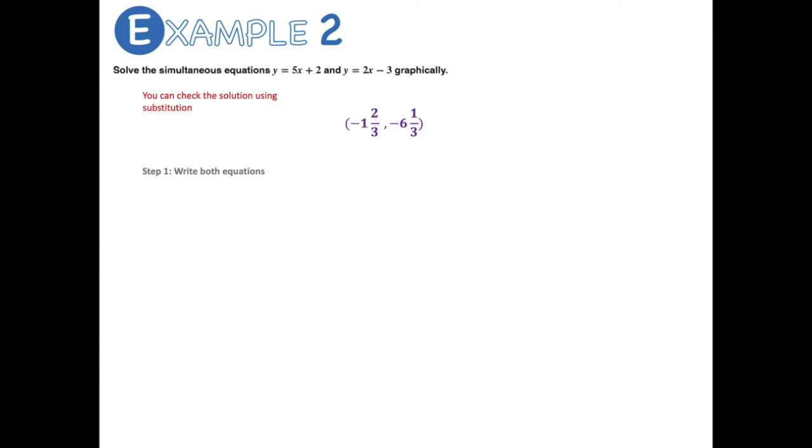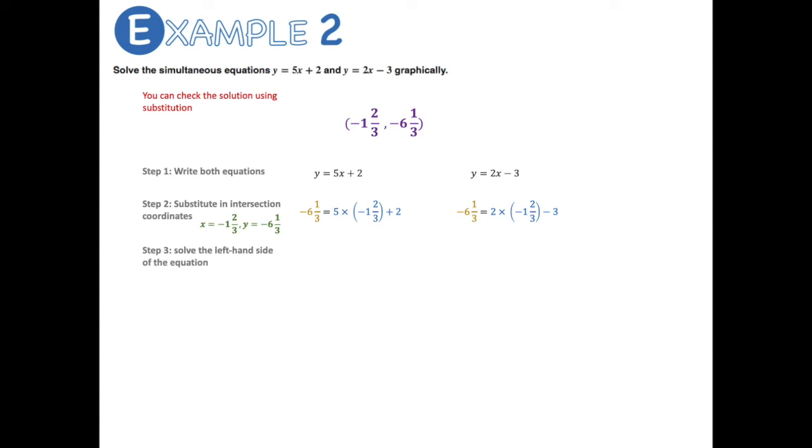Starting off with writing both equations, y equals 5x plus 2, y equals 2x minus 3, then substituting in our x and y values into the equations, having a look at our left-hand sides and right-hand sides and solving. The left-hand side of the first equation is equal to -6 and 1/3. The left-hand side of the second equation is equal to -6 and 1/3.